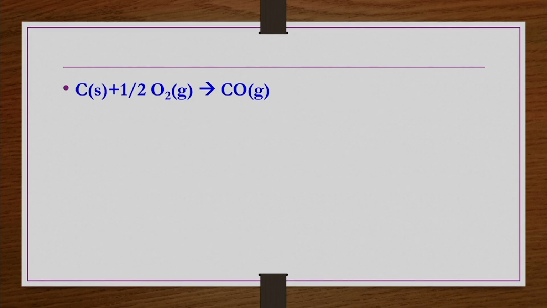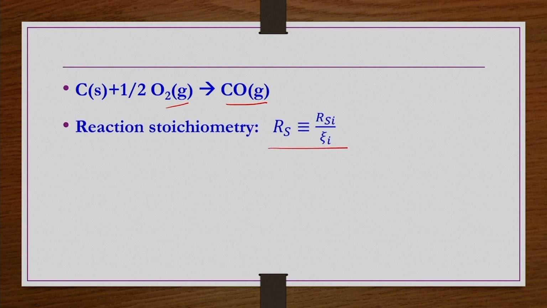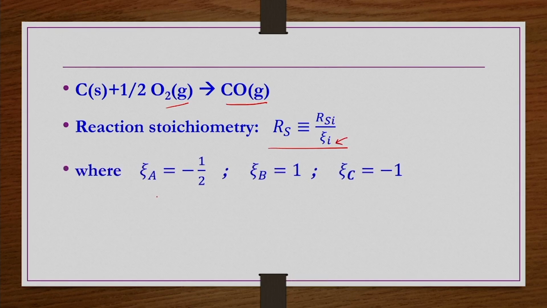So, 1 mole of solid carbon particle is reacting with half mole of oxygen gas to produce 1 mole of gaseous carbon monoxide, right. Then reaction stoichiometry, overall reaction rate, if it is Rs, it should be written like approximately Rsi by xi. i stands for any component A, B, C here, that is oxygen, carbon monoxide or carbon. Xi is nothing but the stoichiometric coefficient of the reaction. So, with respect to A, oxygen, it should be -1. With respect to B, product, carbon monoxide, it should be +1, and with respect to carbon, reactant, it should be -1 from this reaction coordinate.